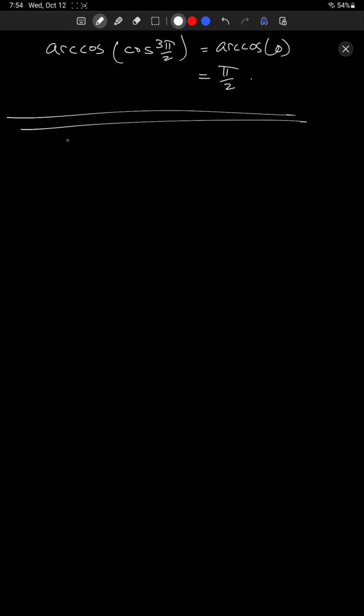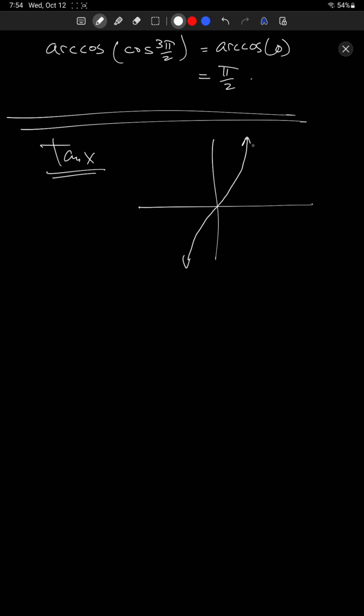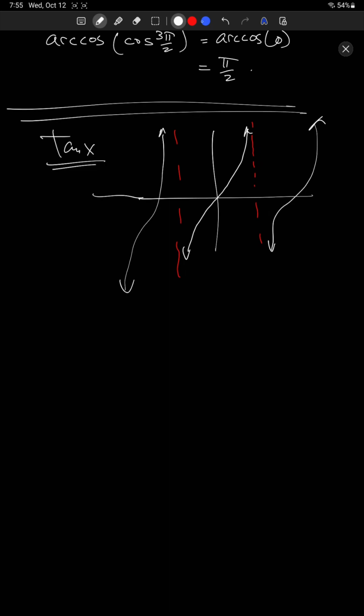Okay, finally, tangent. So tangent, luckily for us, is very straightforward. Tangent looks like this, with asymptotes. Let me do the asymptotes in a different color. With asymptotes here and here, and then it just repeats, with a period of pi. The asymptotes are at pi over 2 and minus pi over 2. Remember, it's going to be exactly where cosine is 0. And of course, the asymptotes repeat as well.